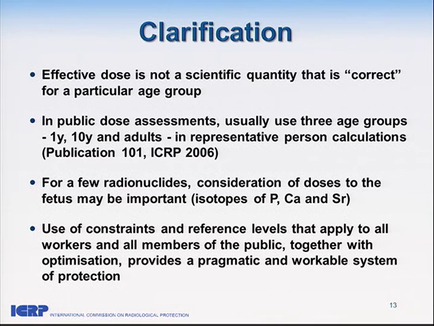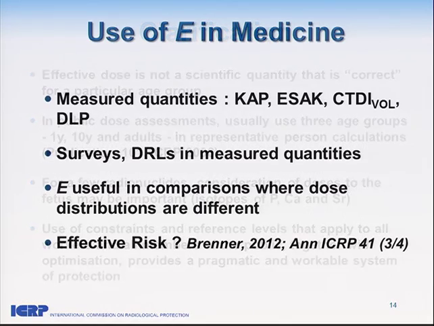And this use of effective dose in this way as a protection quantity should be seen in the context of the use of constraints and reference levels that apply to population groups, and in this case all members of the public, and used in the process of optimization that provides a pragmatic and workable system of protection.